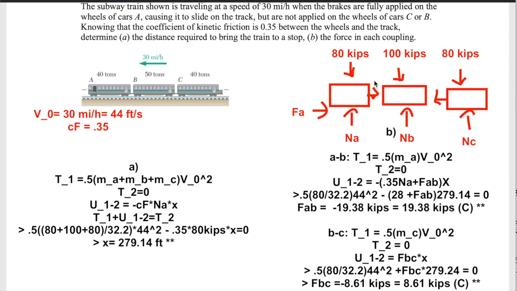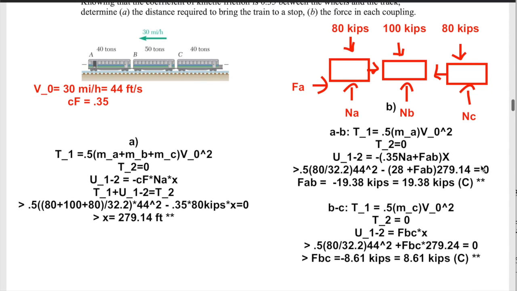Part B, we're asked to find the force in each coupling. So from A to B, we have our initial kinetic energy as just that of the mass of cart A. Our final kinetic energy is still 0, and the work being done is both the work done by friction as well as the force that cart A puts on the rest of the carts times the distance. We plug in our values, and we find that the force that A puts on the rest of the carts is negative 19.38 kips, which equals 19.38 kips in compression.